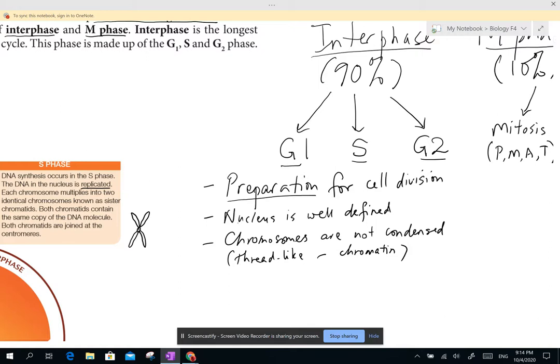During interphase, the nucleus is well defined. That means it's very easy to see the nucleus. It is big, dark and easily seen. So this is the whole cell, an interphase cell. During interphase, the chromosomes are not condensed. That means they are very thin and not really visible under the microscope. They are very long and thread-like, so you call them chromatin at this time.